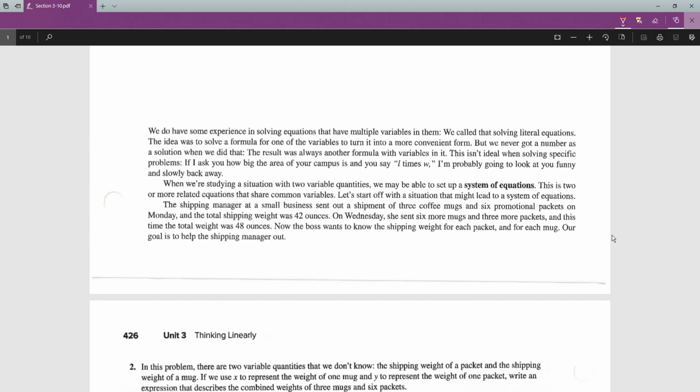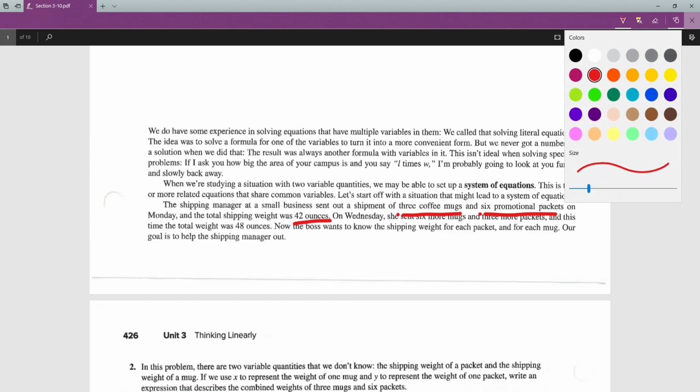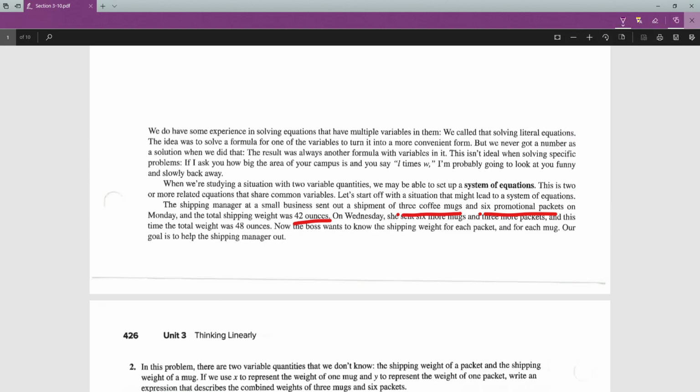The shipping manager at a small business sent out a shipment of 3 coffee mugs and 6 promotional packets on Monday. So I'm going to underline that information because we might need that. 3 coffee mugs, 6 promotional packets. On Monday, the weight was 42 ounces. Let's read the next sentence to see what other information they give us. On Wednesday, she sent out 6 more mugs and 3 more packages, and this time the weight was 48 ounces. I'm going to need all that information. Now the boss wants to know the shipping weight for each packet and for each mug.